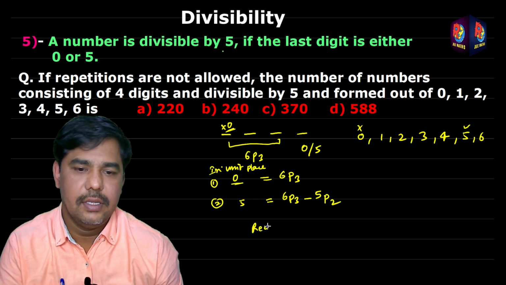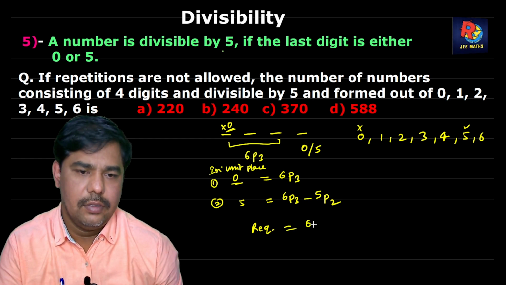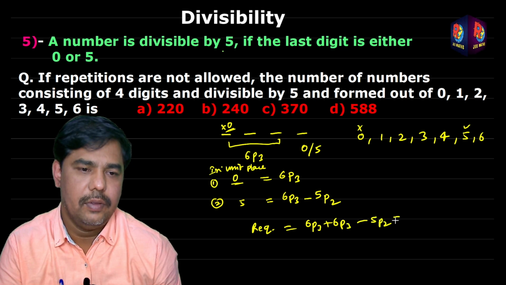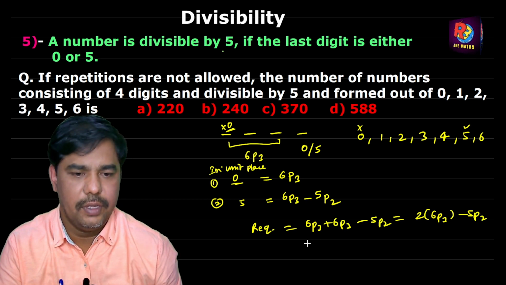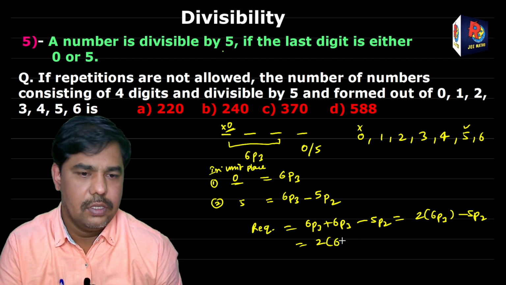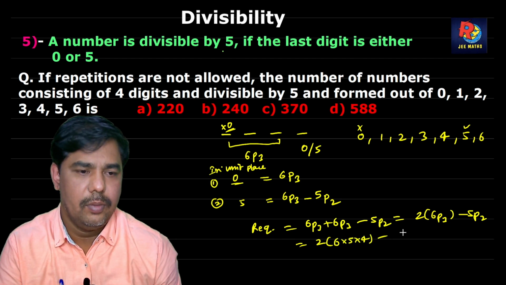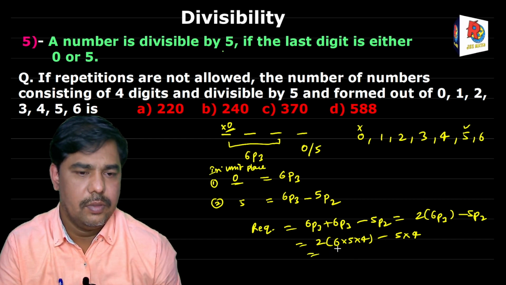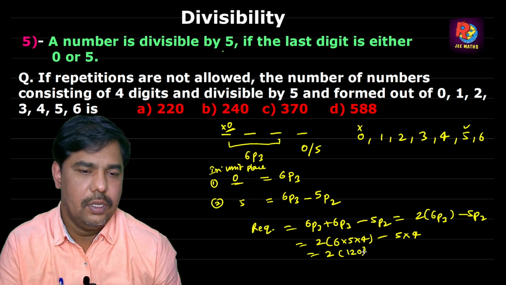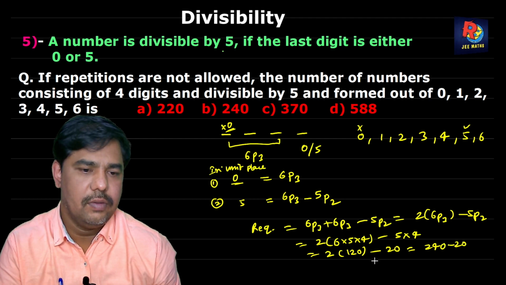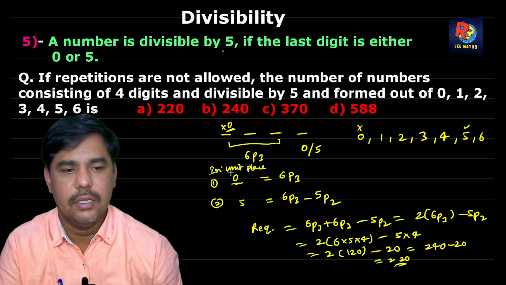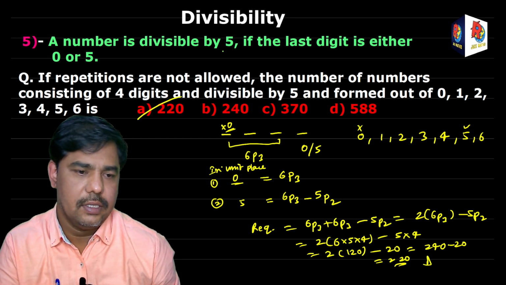So the required answer is 6P3 plus 6P3 minus 5P2, that is 2 into 6P3 minus 5P2. If I simplify this, 6 into 5 into 4 is 120, minus 5 into 4. So 2 into 120 minus 20. 240 minus 20, it will be 220 is the answer. Option A is the correct answer.